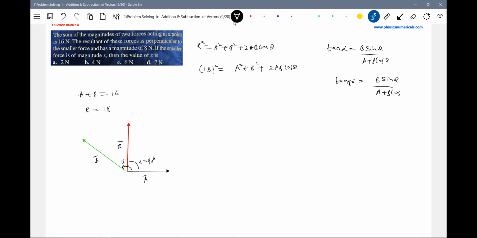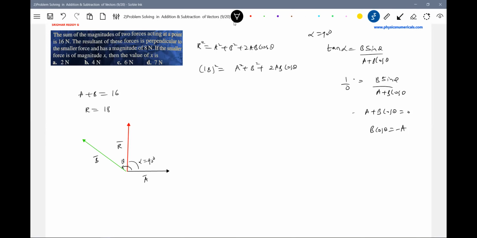Let's see what we can do here. Tan 90 is in fact 1 by 0, no? This tan alpha is 90 degrees, so tan alpha will be 1 by 0. So therefore, A plus B cos theta equal to 0. Look here: tan 90 will be infinity, and infinity will be 1 by 0. Anything multiplied with 0 will be 0. So 1 into A plus B cos theta, the RHS will be 0. We ended. B cos theta is how much now?